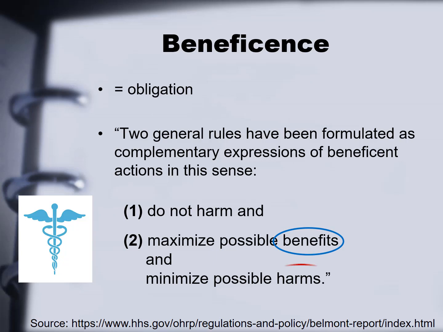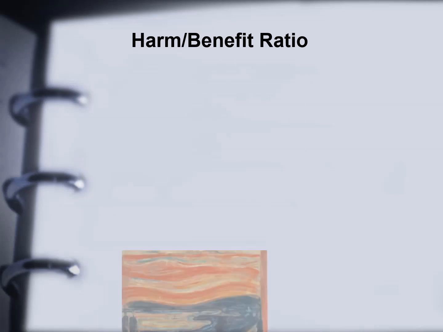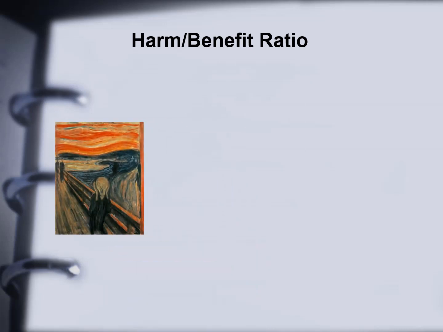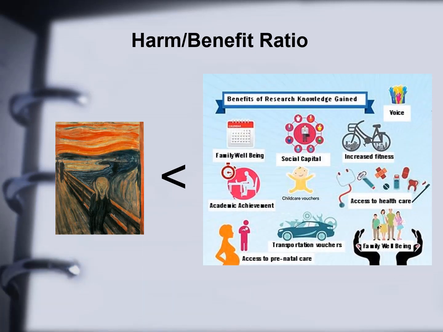So the key here are these 2 words, benefits versus harms. And in research, this is referred to as the harm-benefit ratio. So generally speaking, we want the harm that can be caused to participants to be less than the benefits of the research knowledge gained. The ratio has to favor the benefits.